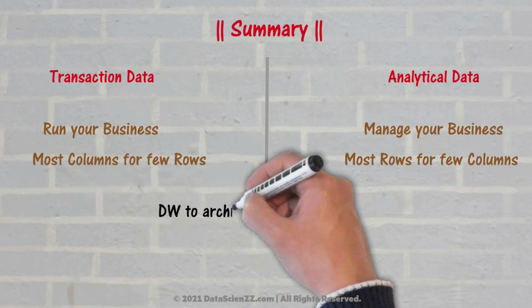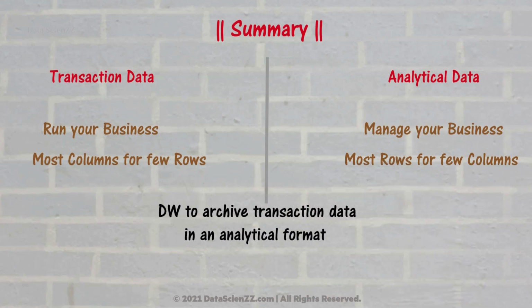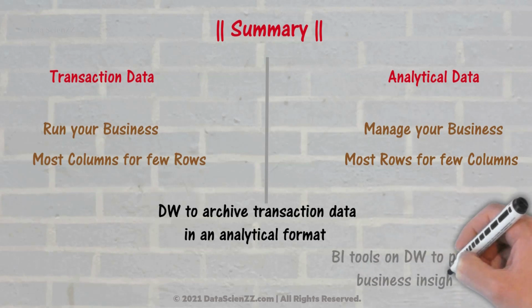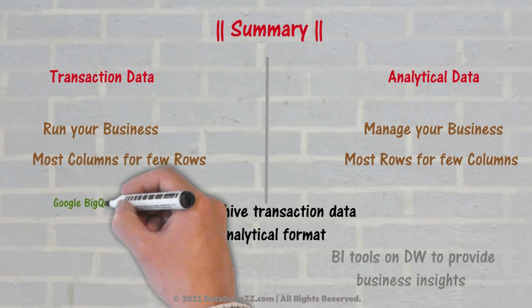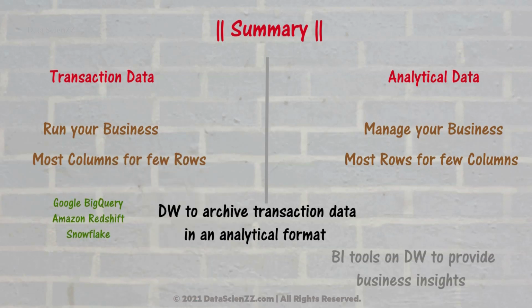The data warehouse is to archive transaction data in a format suitable for analytical purposes. On top of a data warehouse, we have BI tools to extract information and knowledge as per business requirements. Examples of the popular data warehouse are Google BigQuery, Amazon Redshift, and Snowflake. These come with in-memory processing and columnar architecture. Hence they are very efficient for analytical purposes. So hopefully this gives you a good idea of data warehouse and business intelligence.